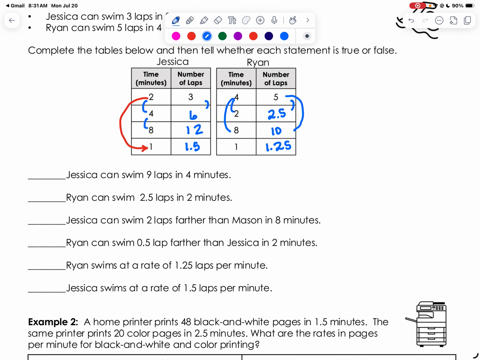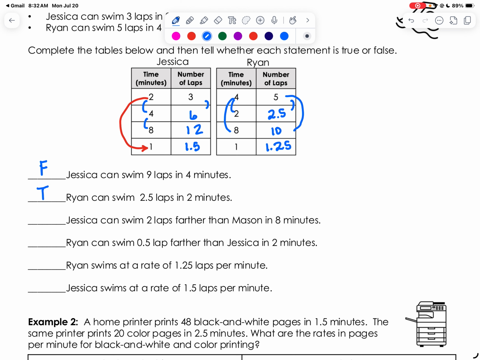The first statement is Jessica can swim 9 laps in 4 minutes. Well, look at the table and hopefully you can see that's false. She can swim 6 laps in 4 minutes. Statement 2, Ryan can swim 2.5 laps in 2 minutes. Well, look at the table for Ryan. Hopefully you can see that is true.